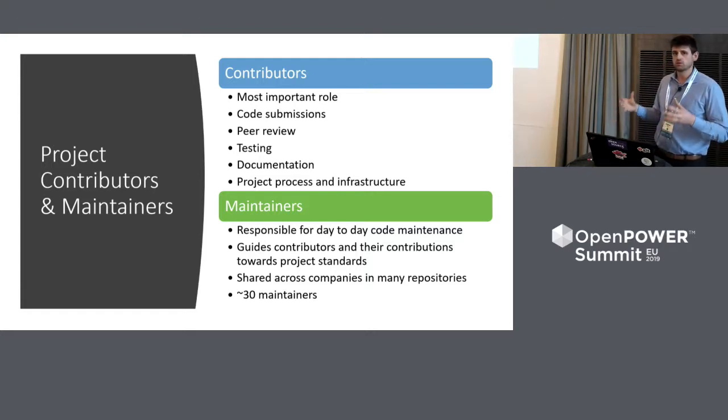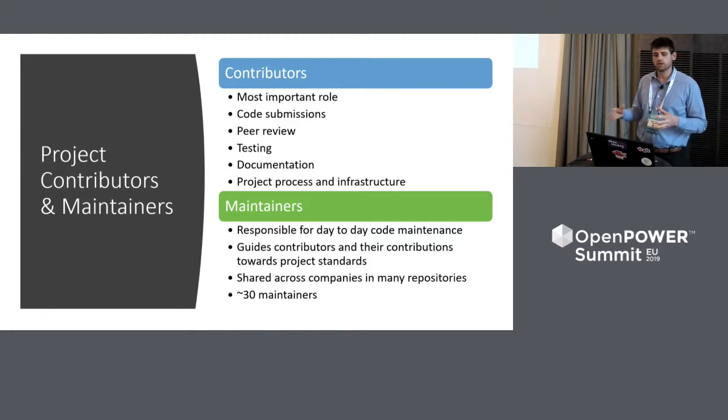Contributors are the most important role in the project. They submit code, peer review, test, document. Maintainers steer contributors and their contributions towards project quality, standards, and best practices. Maintainers gain the role based on contribution merit and leadership, and we have roughly 30 maintainers today. Many core repositories have multiple maintainers from different companies. Some repositories have a single maintainer, while others have 2 to 3.